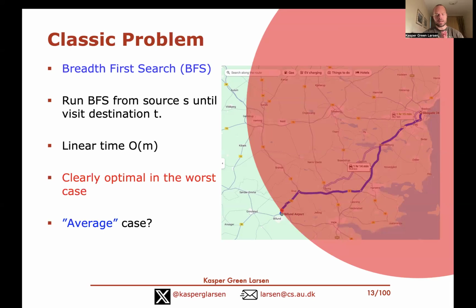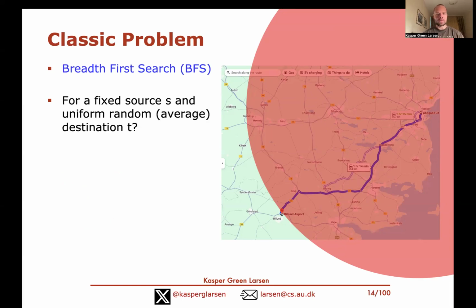Now, what we want to look at in this talk is, could you say something about the average case complexity of this algorithm? So what does that even mean? I'll try to explain. Maybe we fix the source. Let's say I'm traveling from my workplace. Let's say in some average kind of sense, we say, what if the destination is just uniform random amongst all the possible vertices of the graph? Does the breadth-first search actually run any faster than linear time? Can we say something about the running time of breadth-first search?